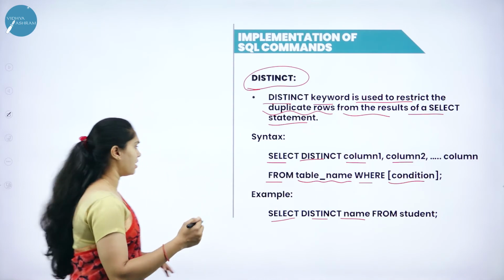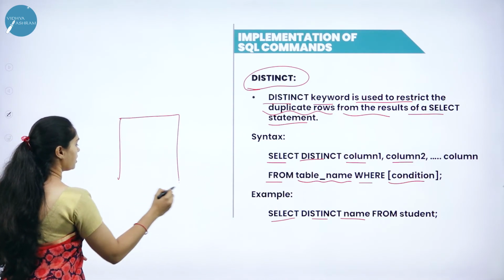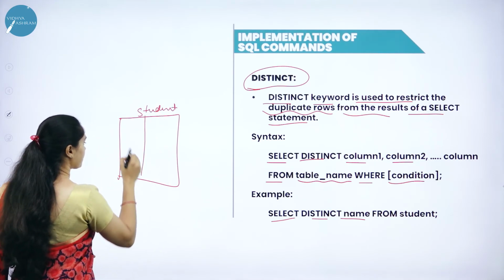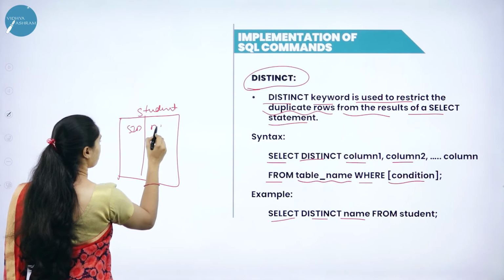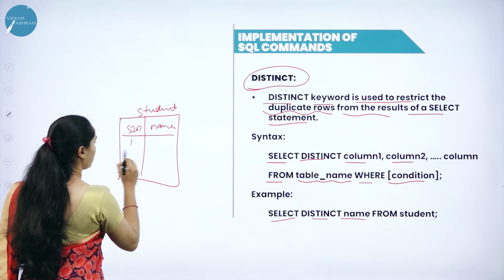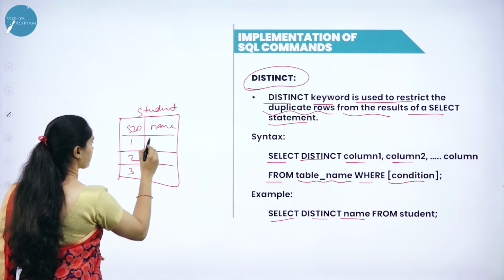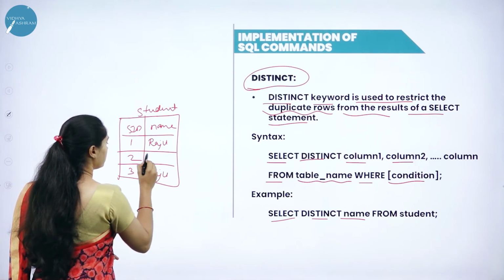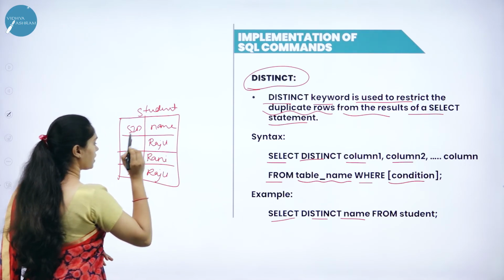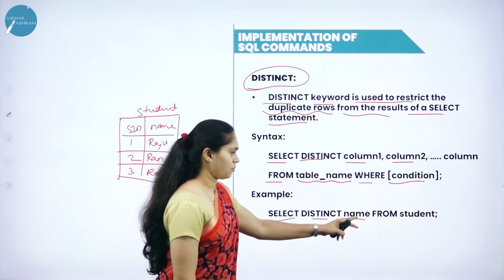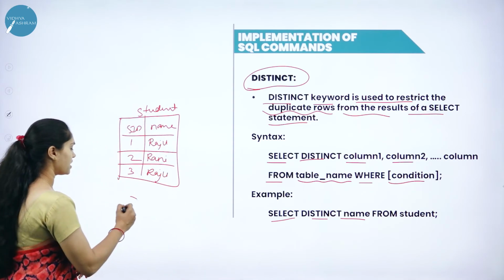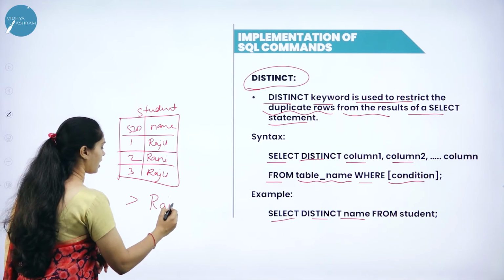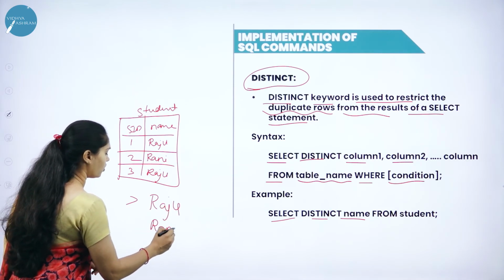For example, consider I have a student table. Consider this student table with Student ID and name: 1, 2, 3. Raju, again I have a Raju here, then Rani. So now SELECT DISTINCT name FROM student. What will be the result after this command? It will specify Raju and Rani because we are taking only distinct values.